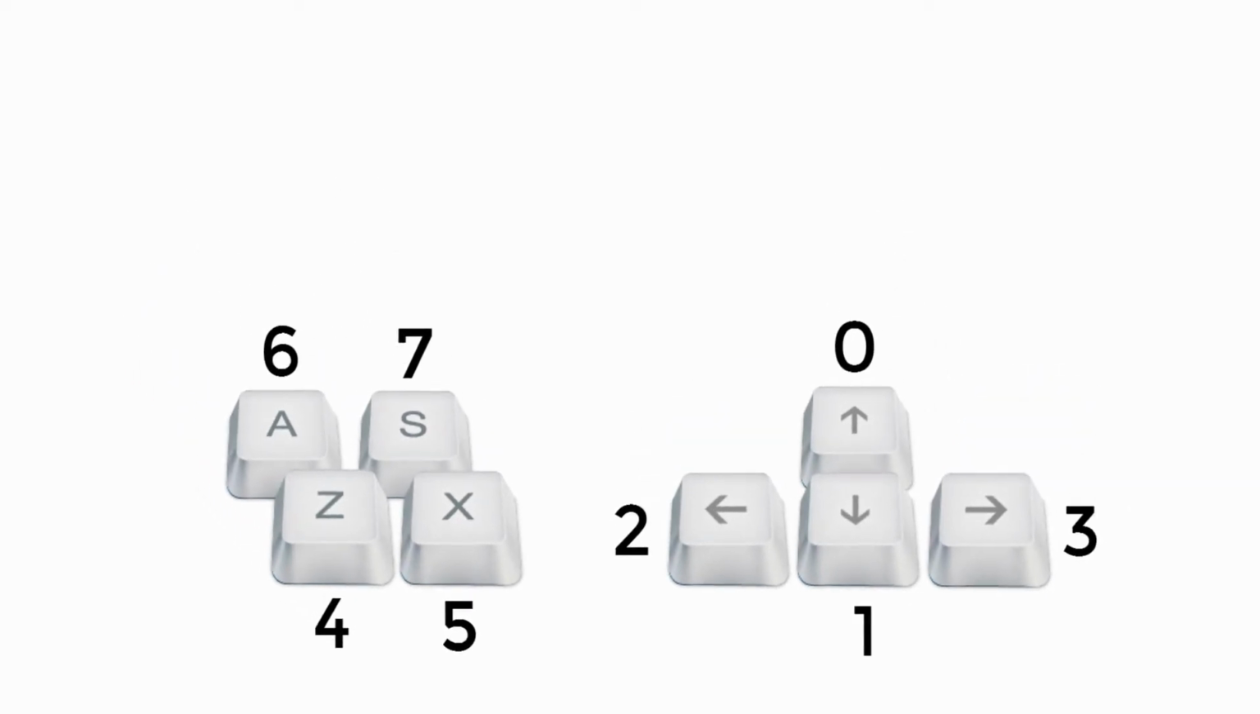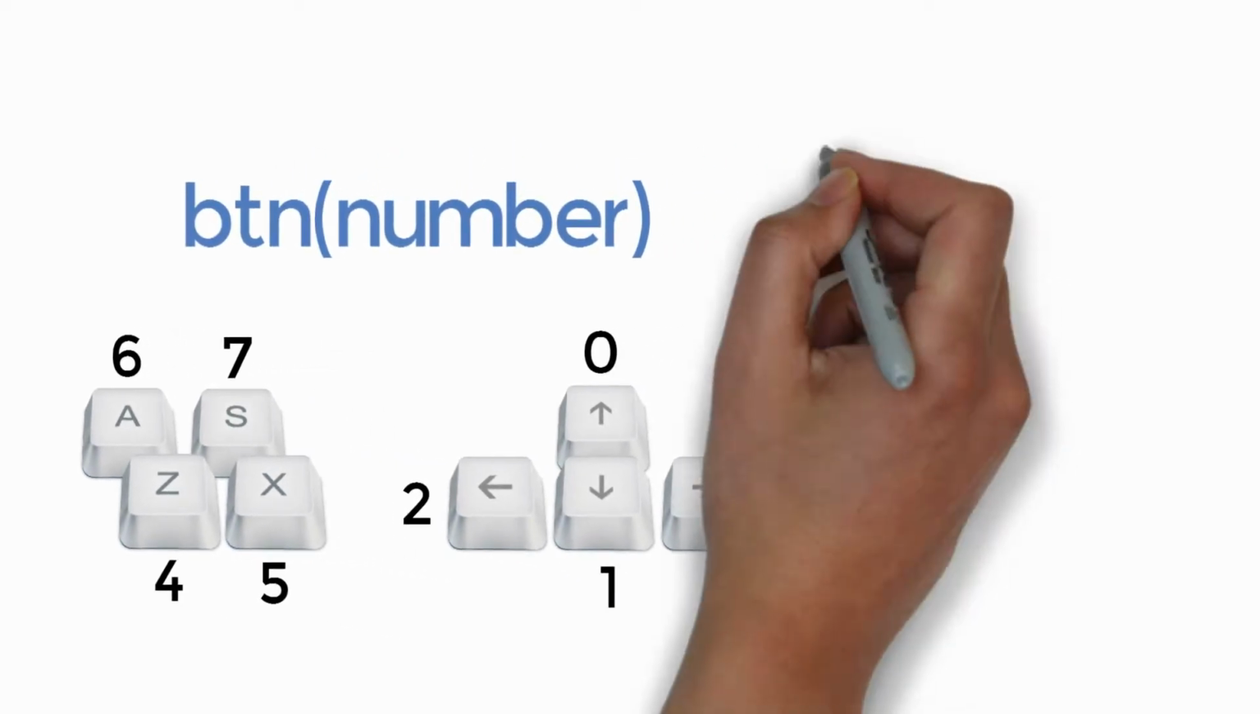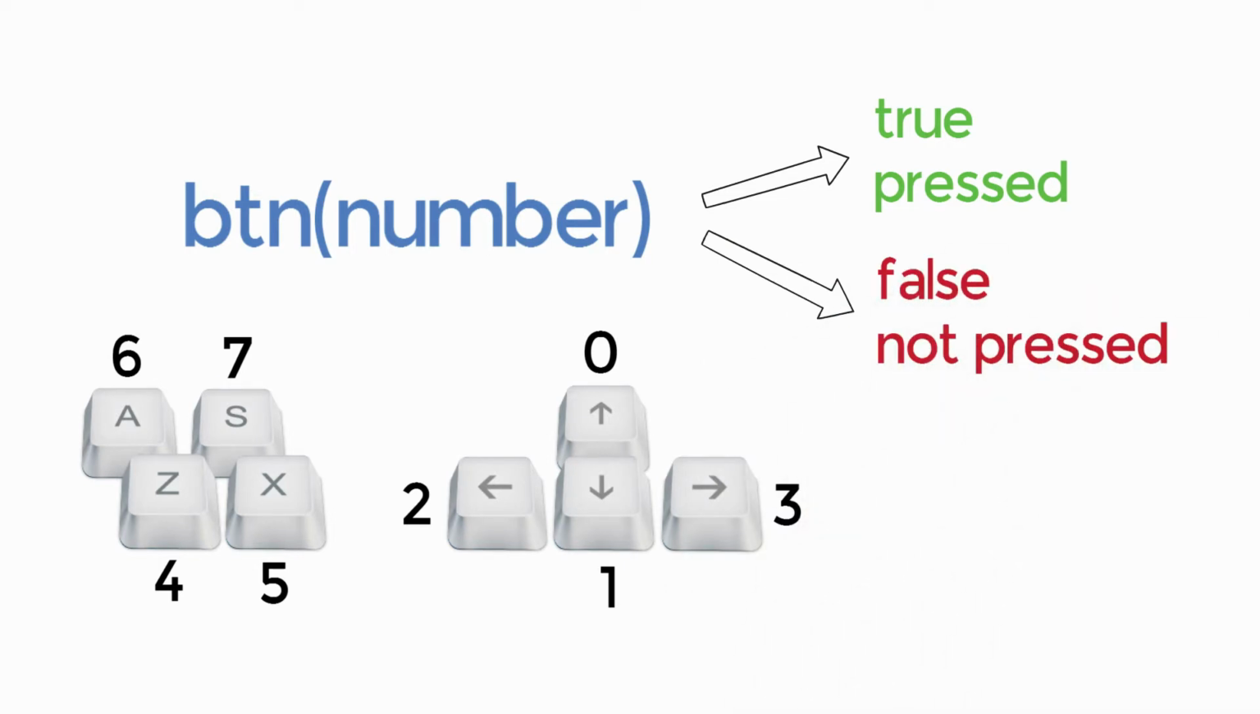For this we use the button command, or BTN, and that's a special little function written inside Tick 80, and we give it the number of the key we want to check. If the key is being pressed, button will send us back a true answer, and if it's not being pressed, it will send back a false answer.